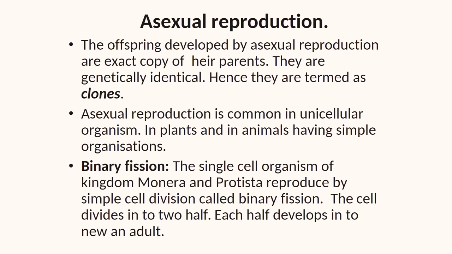Binary fission. When an individual produces two offsprings by a single division, the method of reproduction is called binary fission. The binary fission mostly takes place in protozoans and sometimes is found in planarians. The single cell organisms of kingdom Monera and Protista reproduce by simple cell division called binary fission. The cell divides into two halves. Each half develops into a new adult.